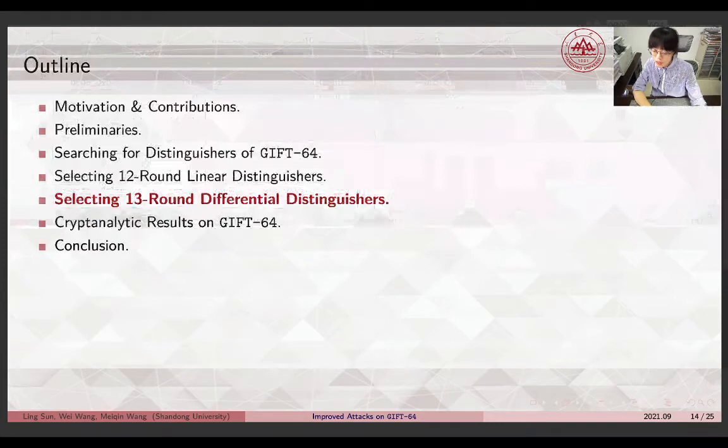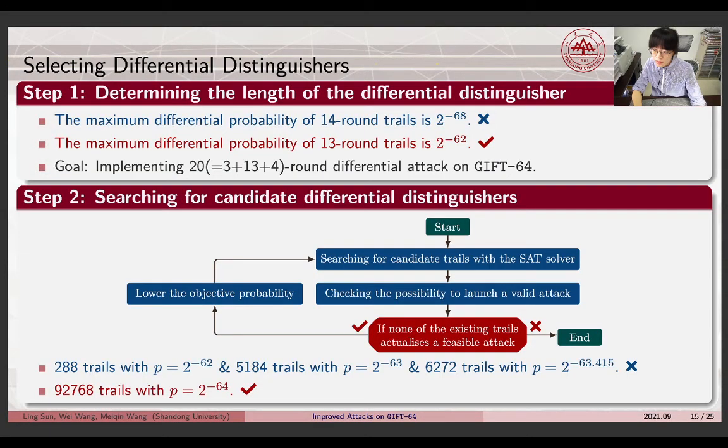Now we show how to select differential distinguishers in the attack. Similarly to the case in the linear setting, since the maximum differential probability of 14-round trios only achieves 2 to the minus 68, we try to find a 13-round distinguisher so that we can improve the previous differential attack.